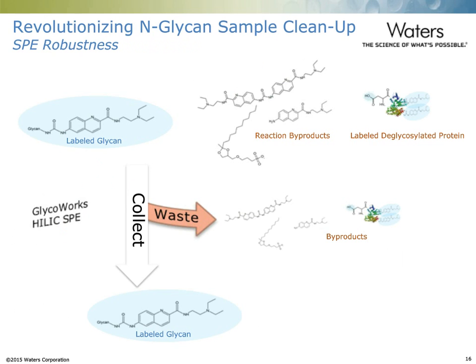So the final part of this procedure is the cleanup step. We start with our labeled glycans, and now we have to remove them from the reaction byproducts, as well as the protein that was left over. And because proteins have primary amines, that has also been labeled with our RapiFluor-MS reagent. To do this, we use a HILIC SPE cleanup step, where we collect our labeled glycans and throw away our byproducts.